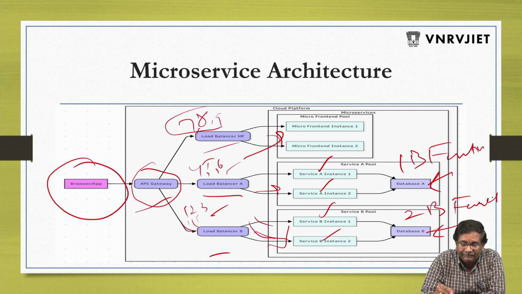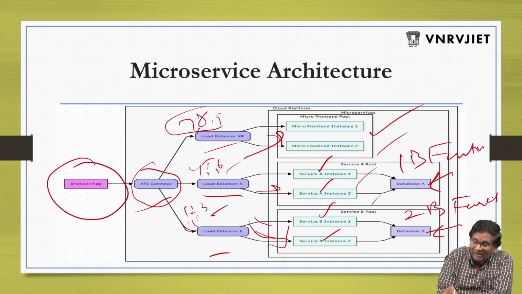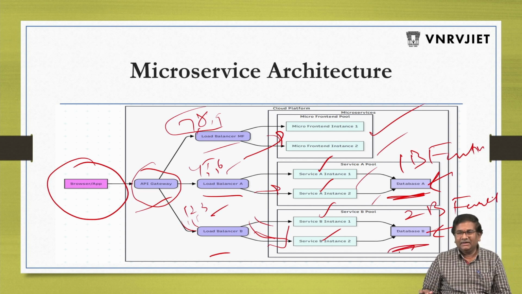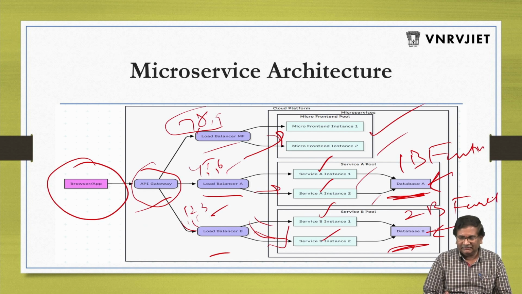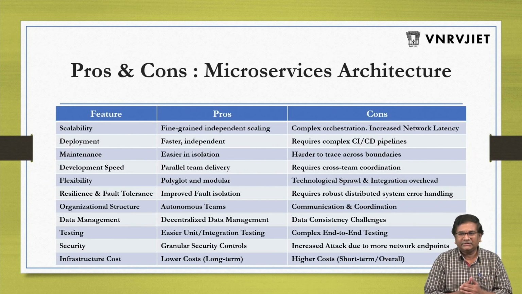This is how it works. Again, vertical scaling and horizontal scaling are there. This is the front end, and you also see that there is no common database, right? There is one database for each service. This is the architecture of the microservices. So let's see the pros and cons.